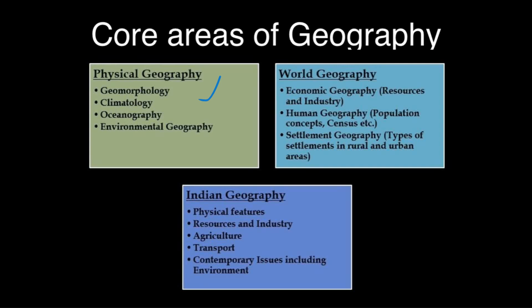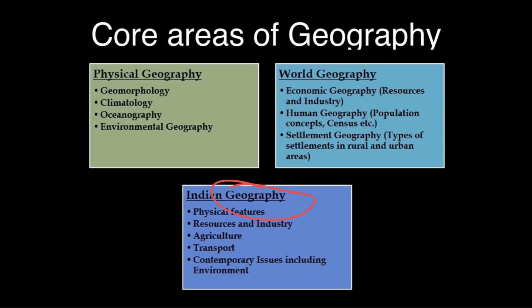Then in world geography, you have economic geography, where you talk about the resource distribution, the industries, etc. Then you have human geography, which deals with population concepts, census, etc. Then you have settlement geography, which is related to human beings settled in urban areas, rural areas, etc. This is not exhaustive, this is just to give you an indication of what the core areas are.